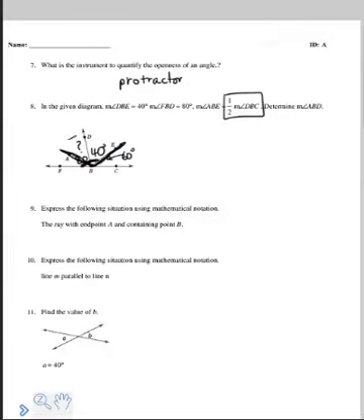So from here to here, we know it's 50. From here to here, we know it's 40. So that means this has got to be 10 degrees. So the measure of angle ABD is equal to 10 degrees.